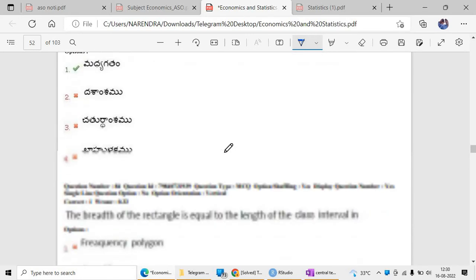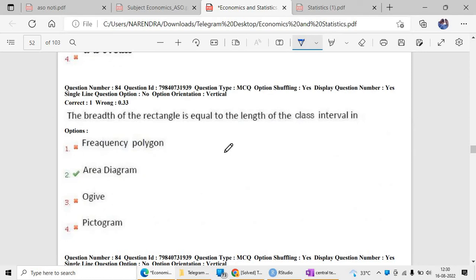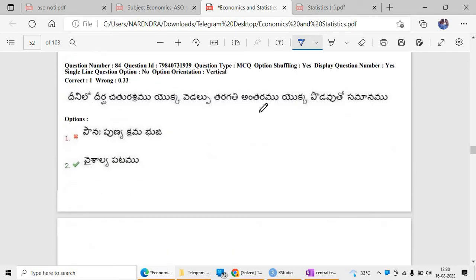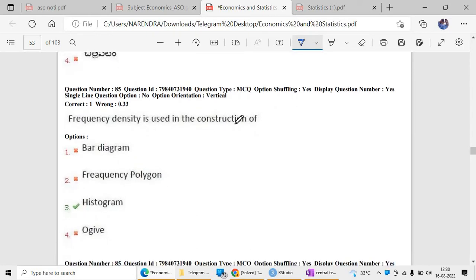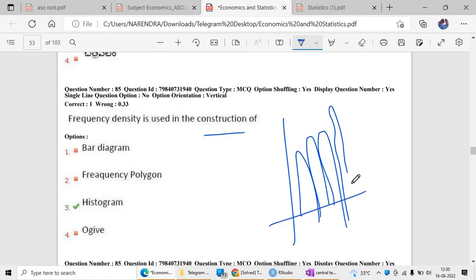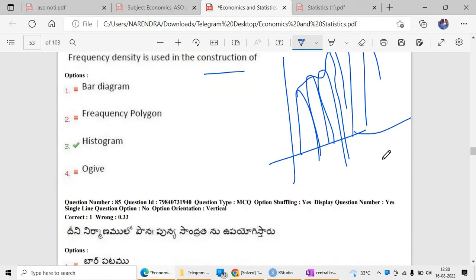That is a direct question. The breadth of the rectangle is equal to the length of the class interval. So this is the area diagram. It is standard: frequency density is used in the construction of it. So frequency density means this. Like this we are plotting histograms. This is called a frequency density histogram.